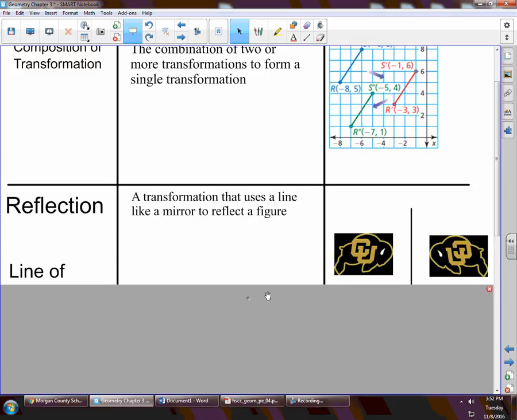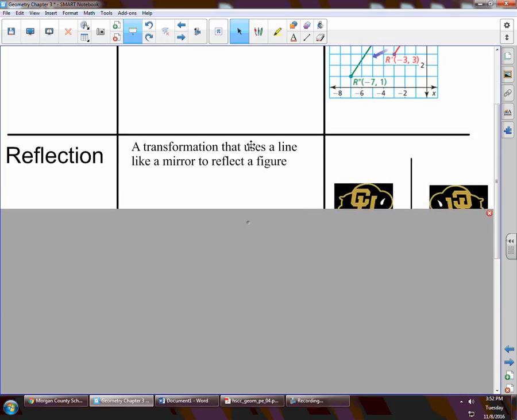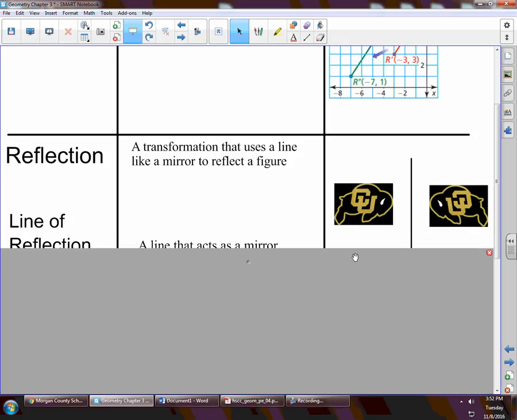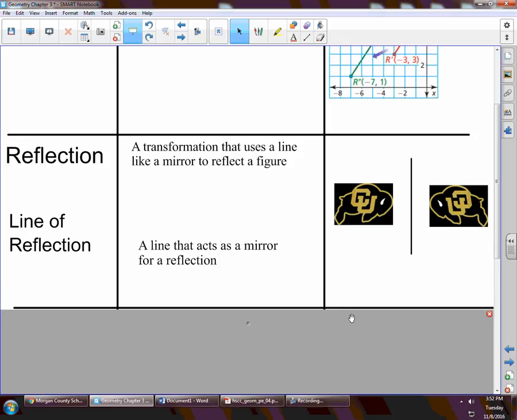We also have a reflection, which is a transformation that uses a line like a mirror to reflect a figure. So we also have something that's going to help us with the line of reflection. These kind of go together. A reflection is a transformation that uses a line like a mirror to reflect a figure, and a line of reflection is a line that acts as a mirror for a reflection.